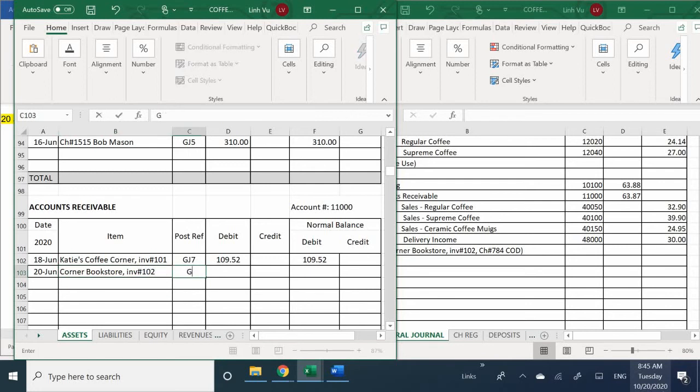General journal number 8. All right. And how much am I going to debit my account for? 63.87. 63.87, bringing up my new grand total of accounts receivable to be 173.39. 173.39. Good. What's next?